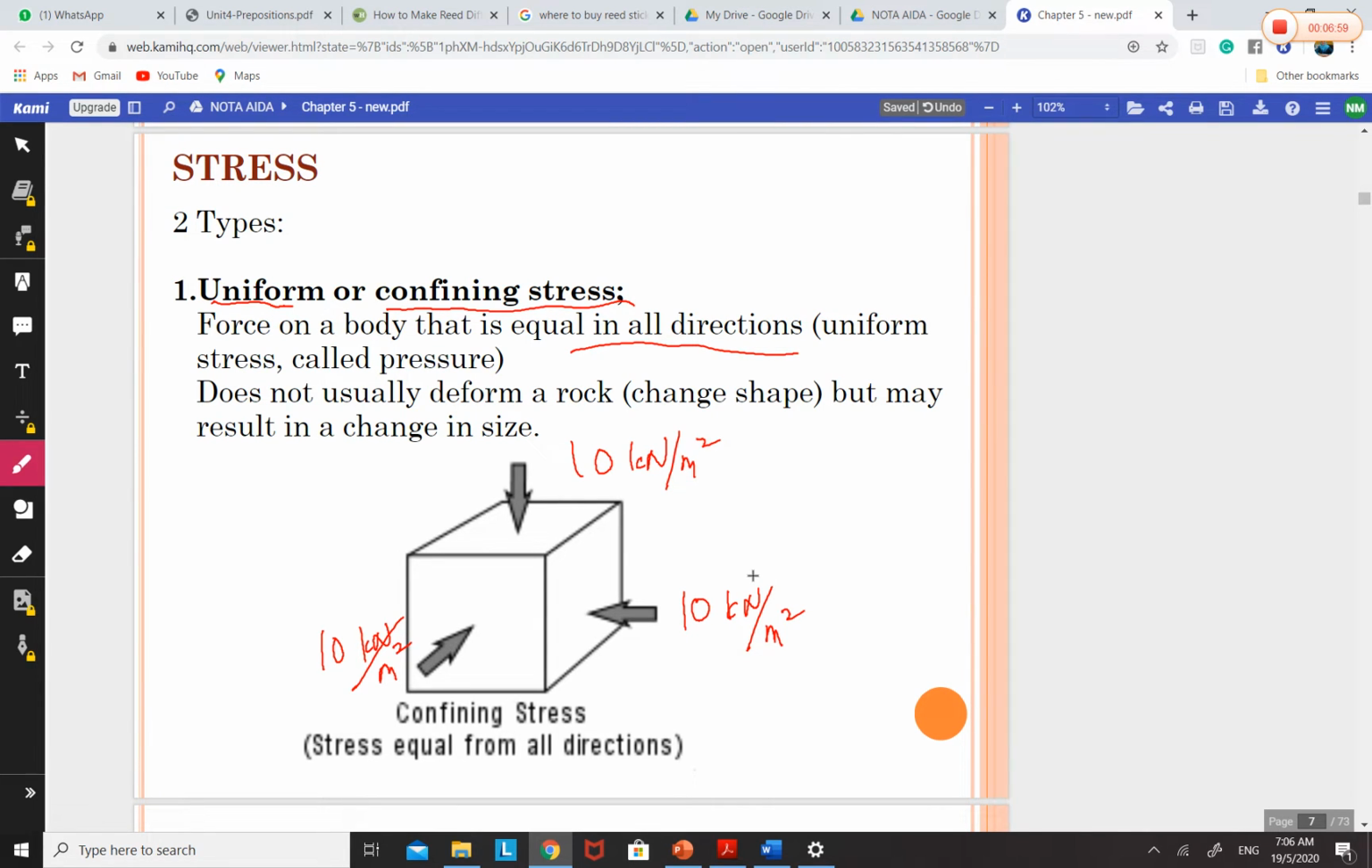So basically due to this uniform confining stress, what will change is the size, from the larger size to the smaller size. It's like compression. In terms of size, it rarely changes in shape, because it receives uniform stress.